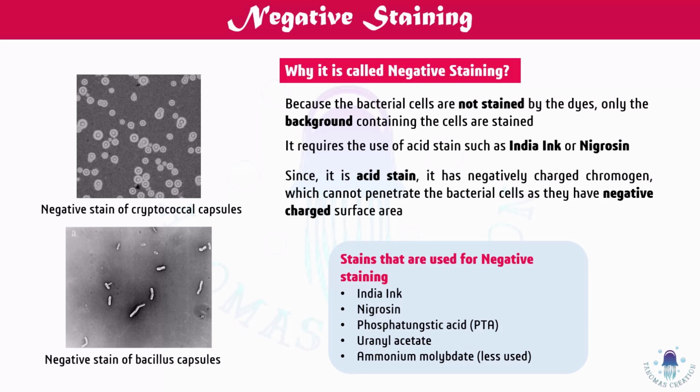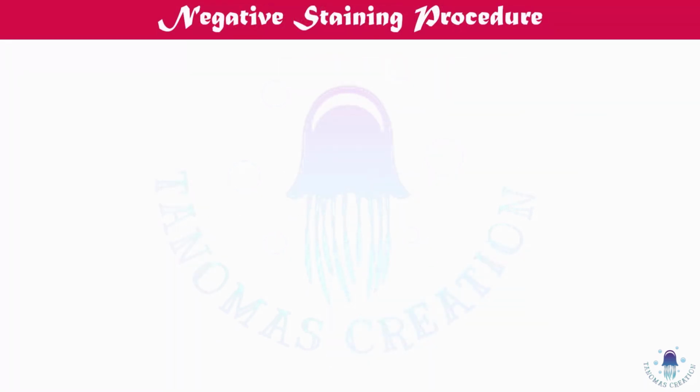The other stains that are used are phosphotungstic acid, uranyl acetate, ammonium molybdate, etc. Ammonium molybdate is very rarely used because of its charging issues. Otherwise, phosphotungstic acid and uranyl acetate are also commonly used besides nigrosin. So, coming to the negative staining procedure.